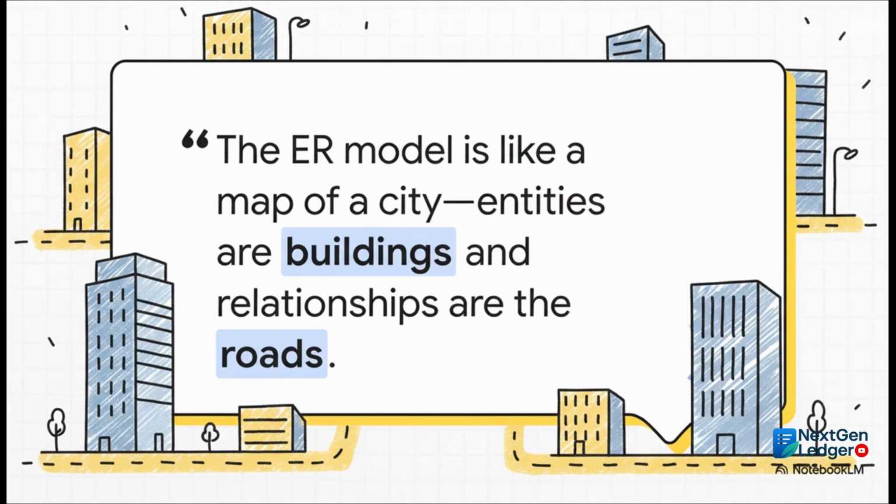And here it is. This is the key to understanding absolutely everything we're going to talk about. Just think of a city map. The main structures you see, the big buildings, those are your entities. All the little details about those buildings, the address, the number of floors, those are the attributes. And the roads that connect all the buildings together, you guessed it, those are the relationships. Keep this one analogy in mind and the whole model just clicks into place.